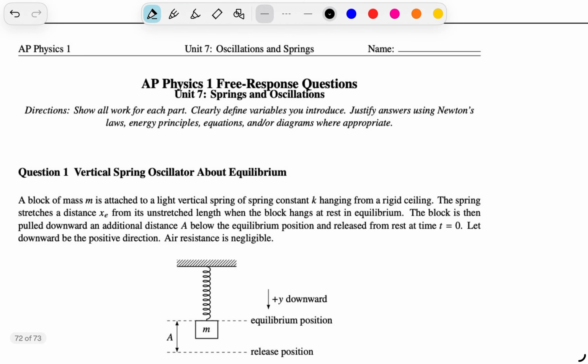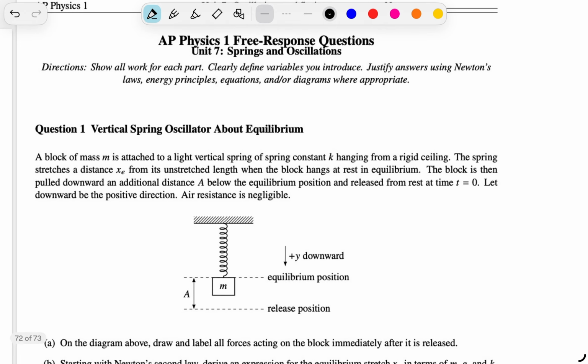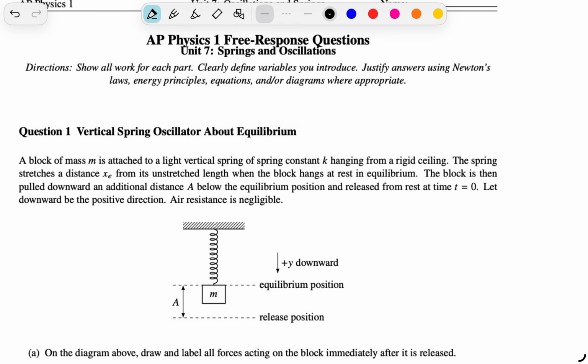In this video, we're going to be doing 3 Unit 7 oscillations and springs FRQs for AP Physics 1. Before we start, you can go into the description and download the PDF that contains these 3 FRQs and practice along, or try to solve them yourself.